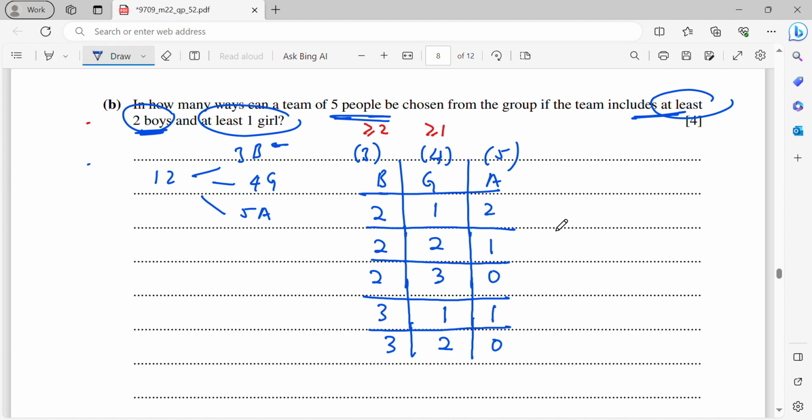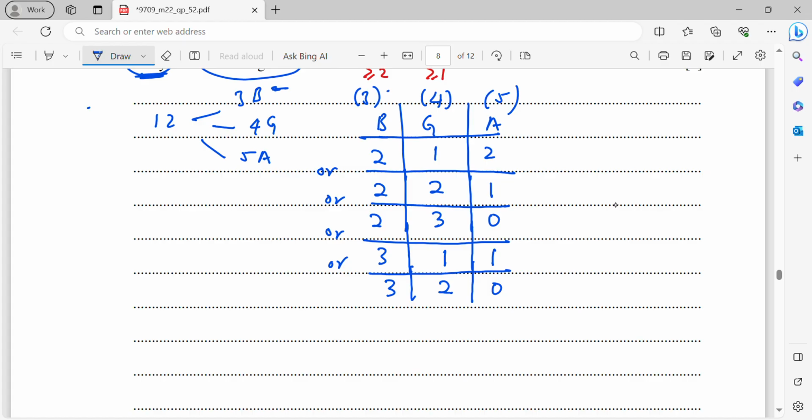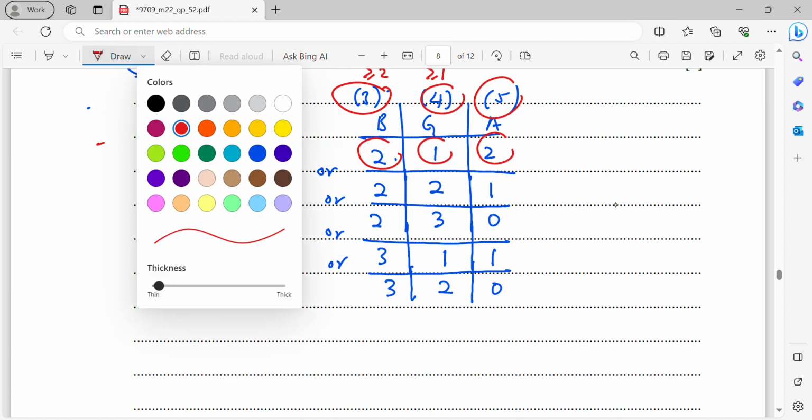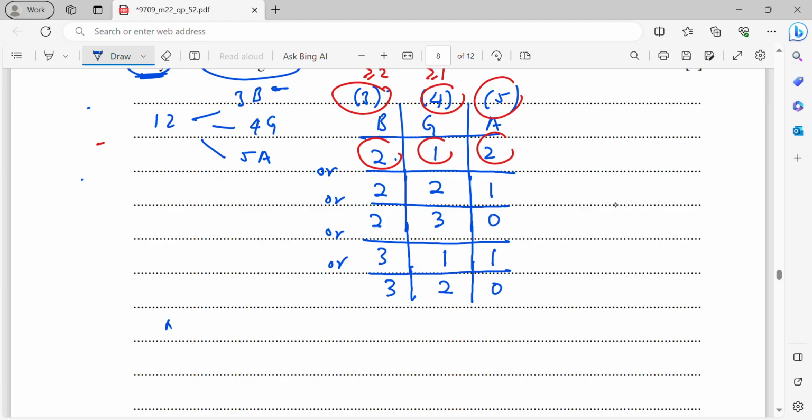So these are the possible selections, right? All these are the possible selections. To choose the first one, from 3, I choose 2. From 4, I choose 1. From 5, I choose 2. So all this will be the selection, the combination. So I will write number of selections. The first one is going to be 3 choose 2, and 4 choose 1, and 5 choose 2. That is for the first combination.